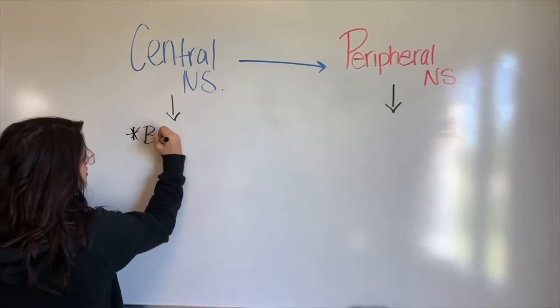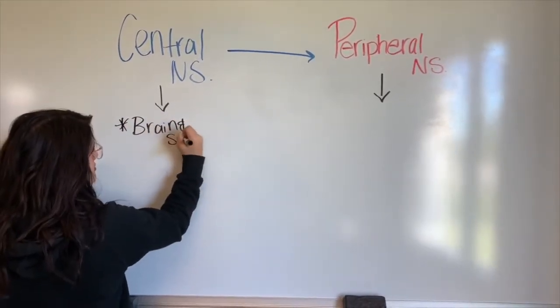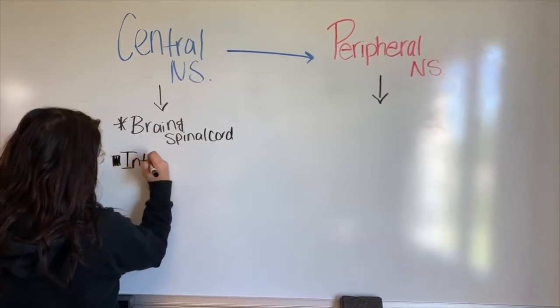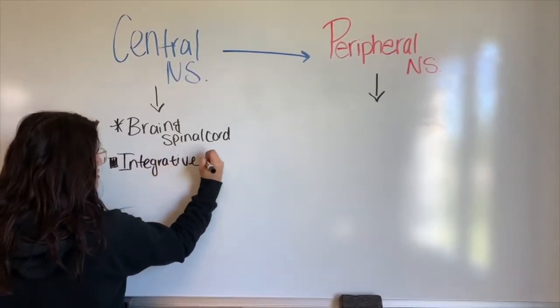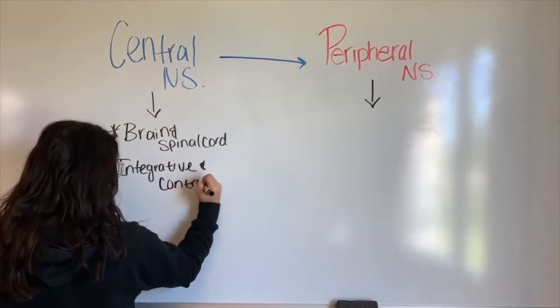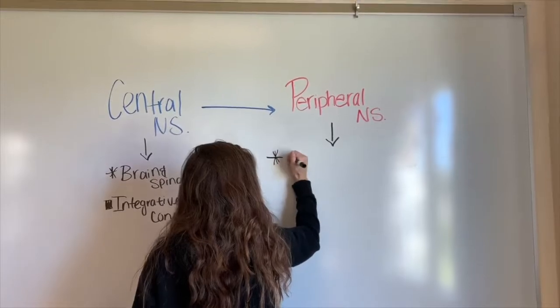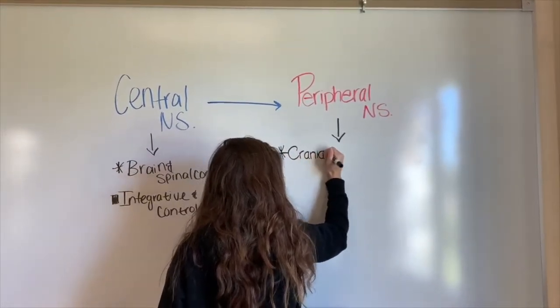Now we're going to break down the organization of the nervous system. The nervous system can be broken down into the central nervous system and the peripheral nervous system. The central nervous system consists of the brain and the spinal cord. Its main function is to interpret sensory input and dictate motor output. Integration is the control center of the nervous system.